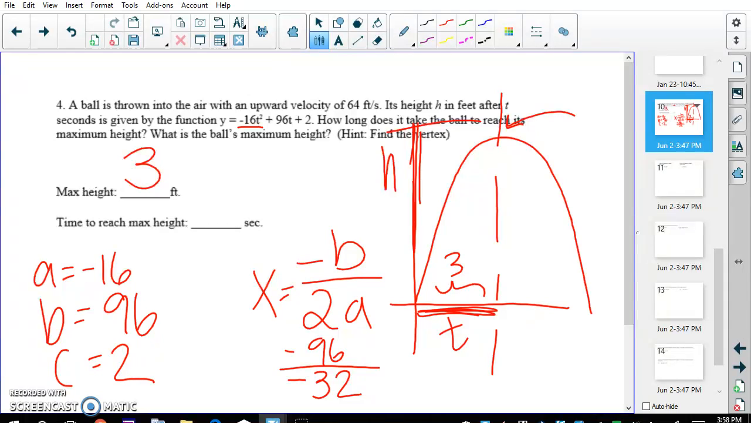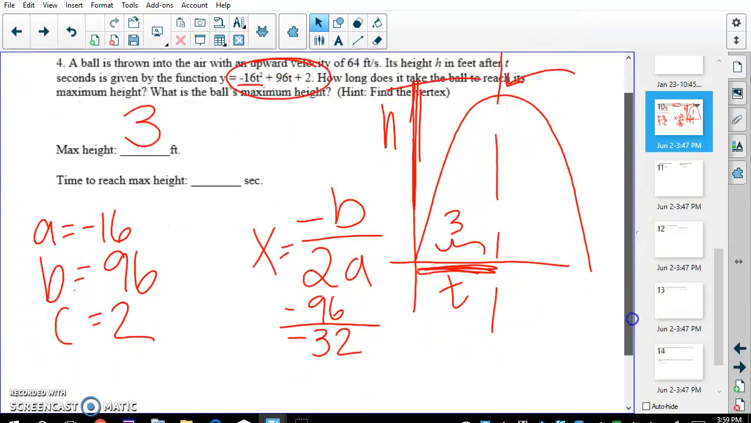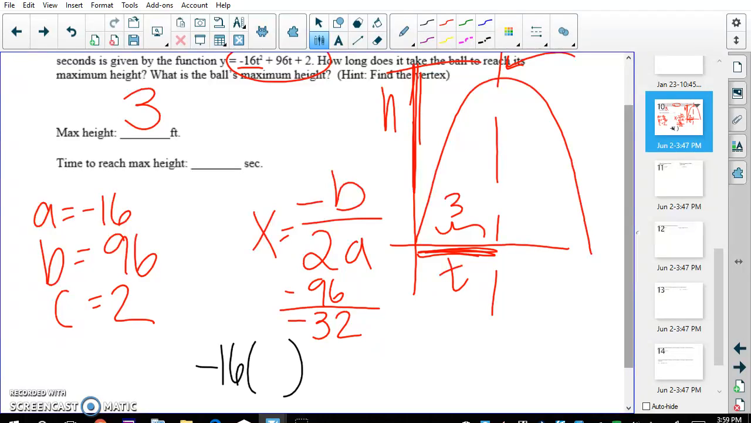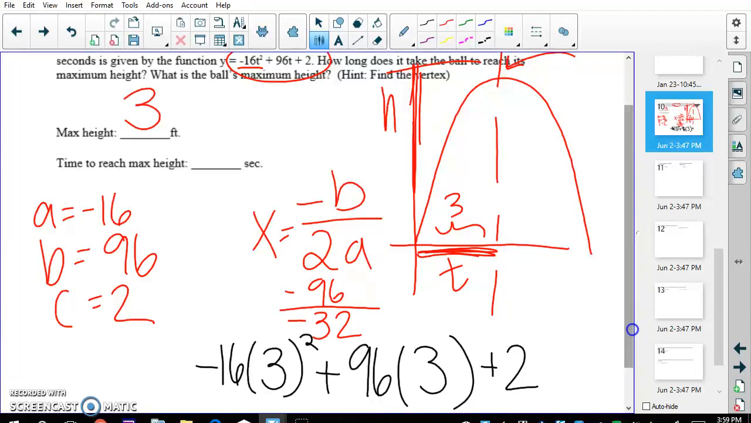Well, if I know that it takes 3 seconds, can I figure out the height? You bet I can, because I have this equation up here. So what I'm going to do is take that equation. It says negative 16 times whatever the time is. Well, we just figured out that the time is 3. You're going to square it, plus 96 times whatever the time is, which we said was 3, and then plus 2.